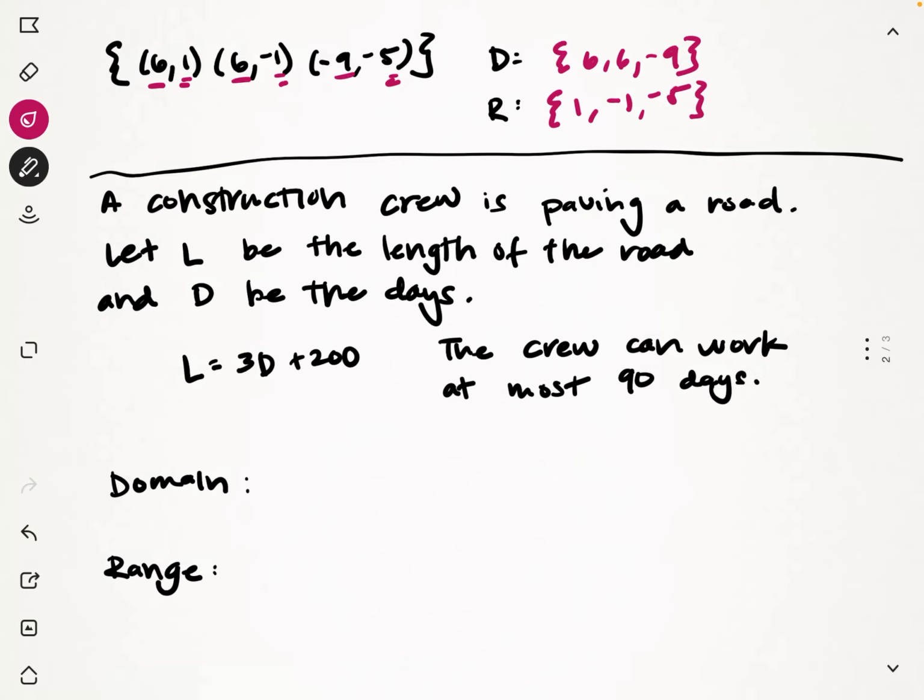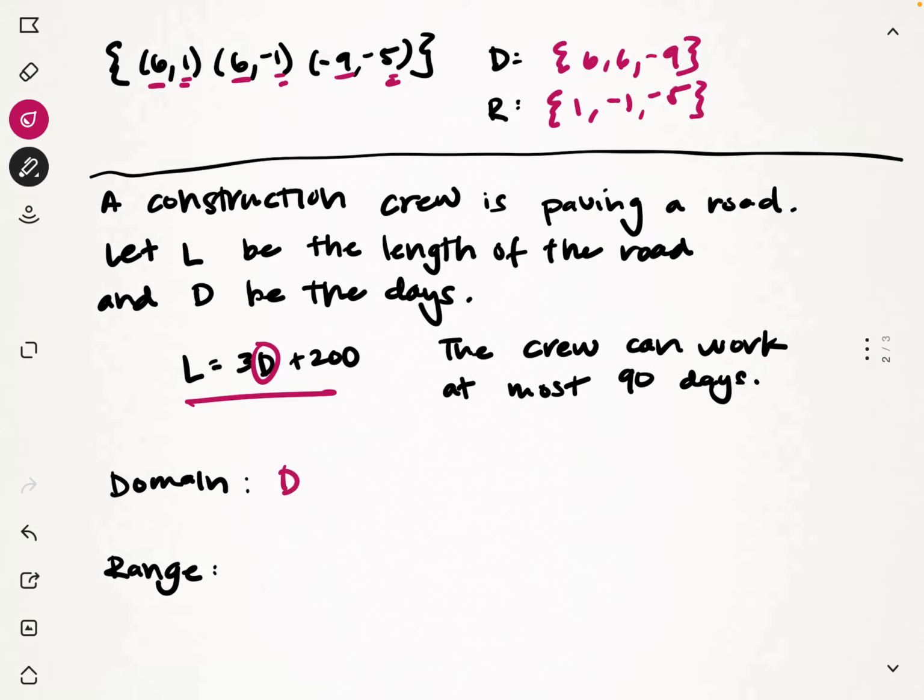Okay, so let's apply this to a word problem. It says a construction crew is paving a road. Let L be the length of the road and D be the days. And then it gives us our equation. L is equal to 3D plus 200. And it also notes that the crew can work at most 90 days. So the domain, right? The domain is usually the letter that's with the longer part of the equation, right? So if you're thinking about just any function, it's y equals something x, right? So your x would be your domain. This idea is the same idea here. So our domain is represented by D.